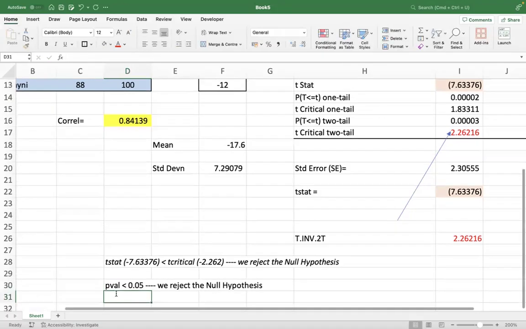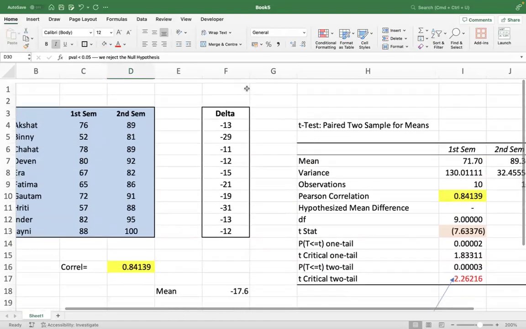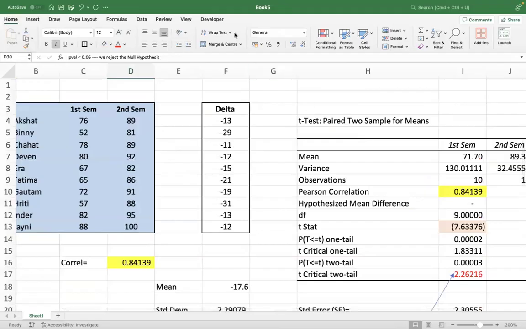So what are we seeing in this case? We are seeing that both the p-value and the t-statistic are representing the same result, that the null hypothesis is rejected, which means the population means aren't similar, which means that these two tests cannot be said to be equivalent in terms of preparation or toughness. That's how you would interpret these results. So that is how you conduct the t-test for a paired two-sample for means.